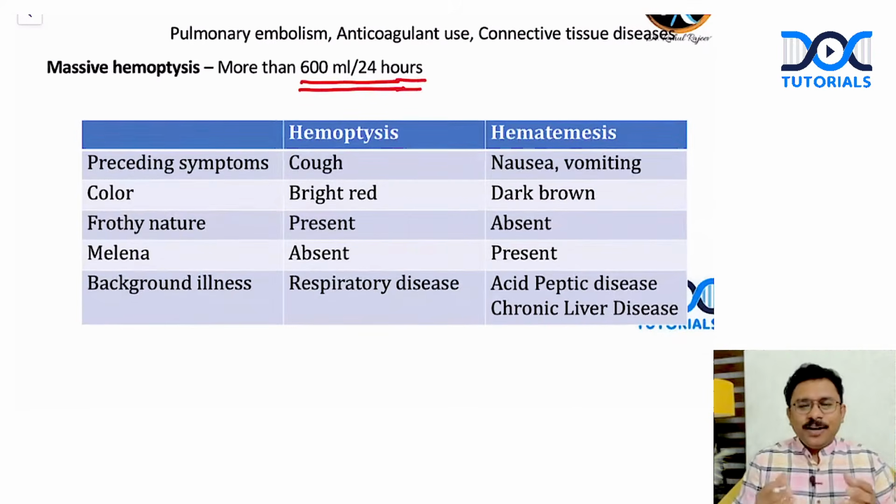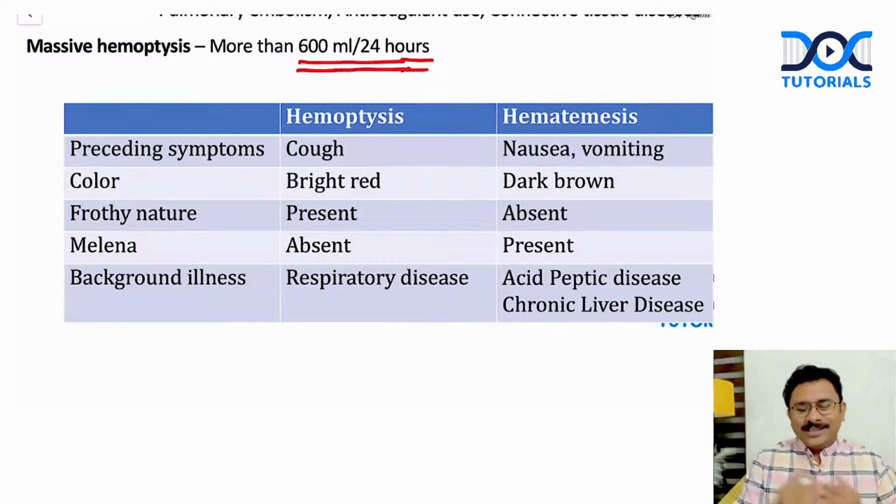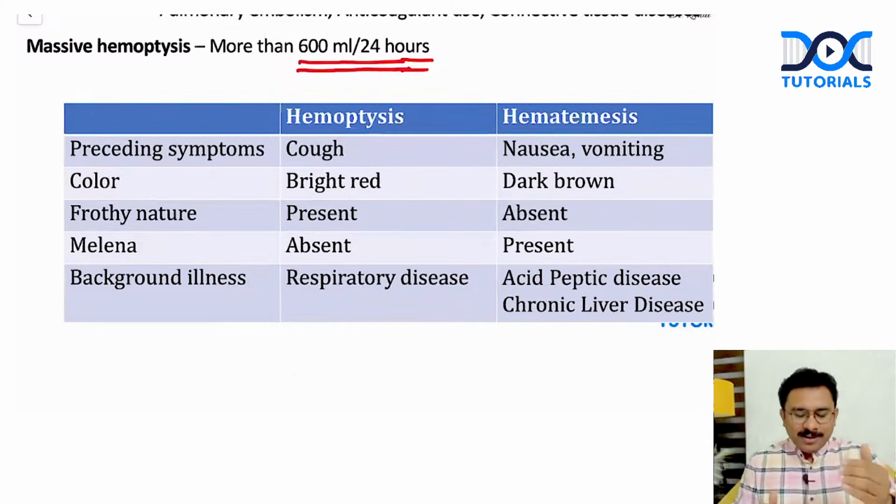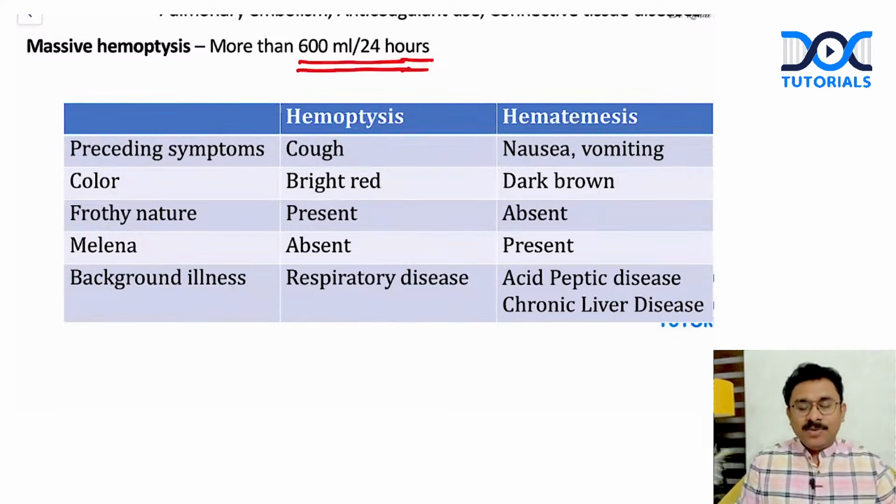Again, a favorite question of the old school examiners that I would say is the differences between hemoptysis and hematemesis. Again, very important. They will be expecting the answer in this particular format, in an order. First of all, about the preceding symptoms. Hemoptysis patient will have cough as the preceding symptom, whereas in hematemesis, the patient will have nausea, vomiting. The color of the blood will be bright red in case of hemoptysis, and dark brown in case of hematemesis.